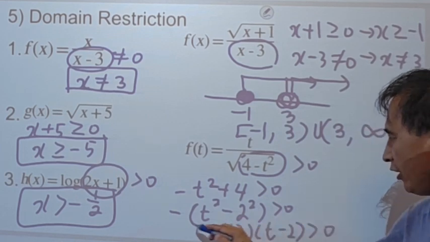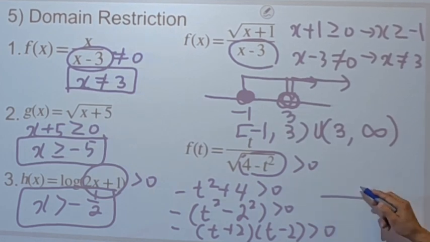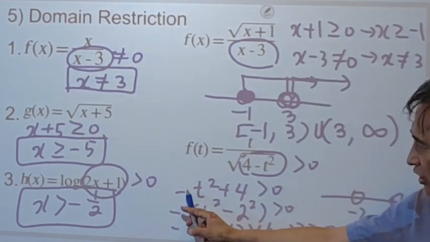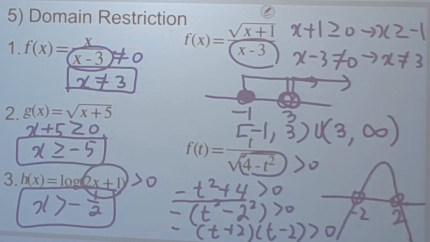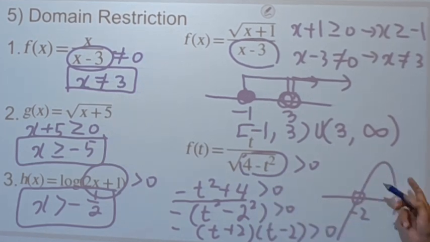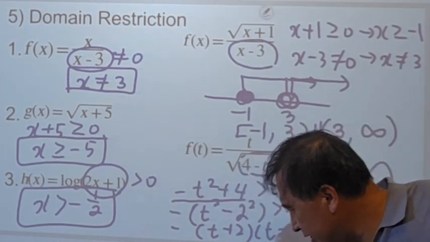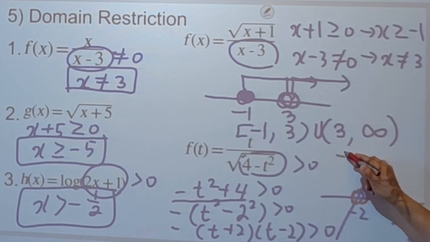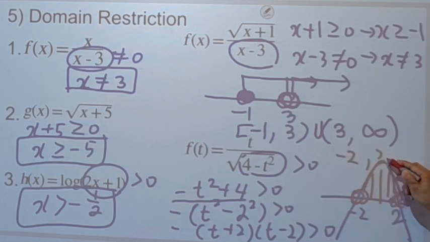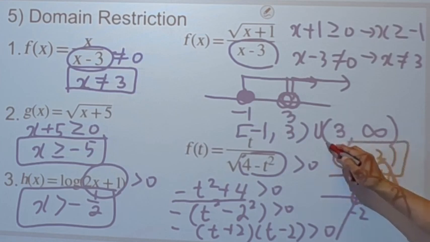So 0 is there, then negative 2 and 2 here. And this is negative, so this graph starts from the bottom, like this, right? This is a quadratic, so you can draw it like that. And it says this graph is bigger than 0. Where is it bigger than 0? Here to here, this is bigger than 0, right? So this is the answer. So the final answer is negative 2 to 2. That's the final answer for this one.